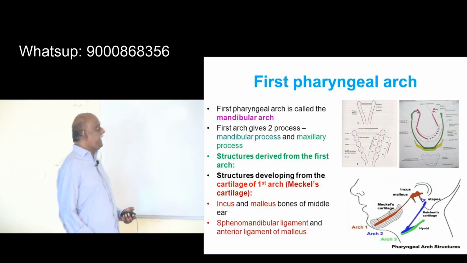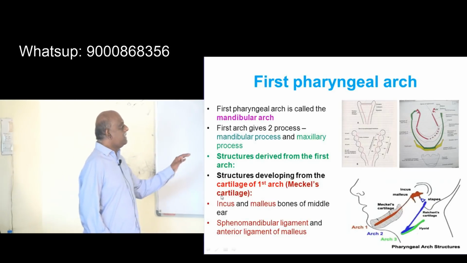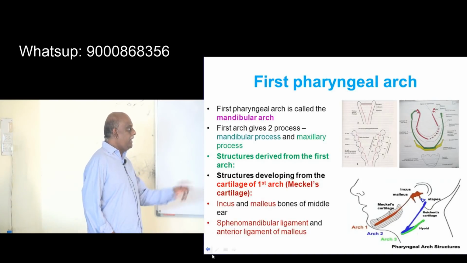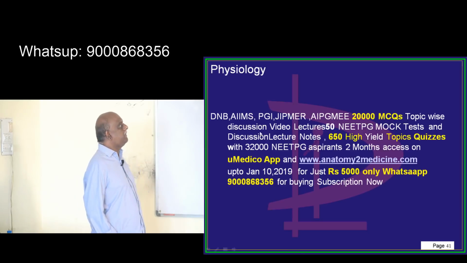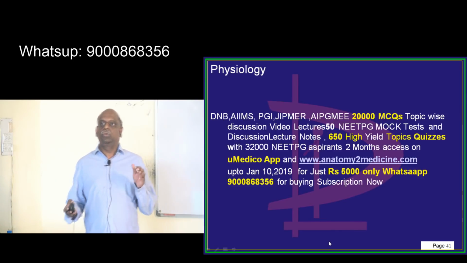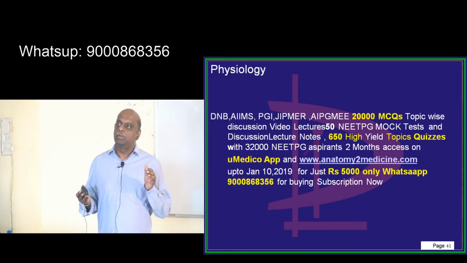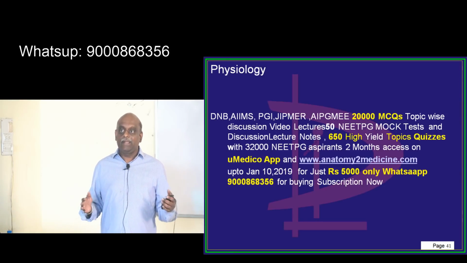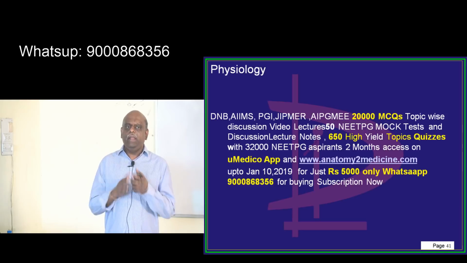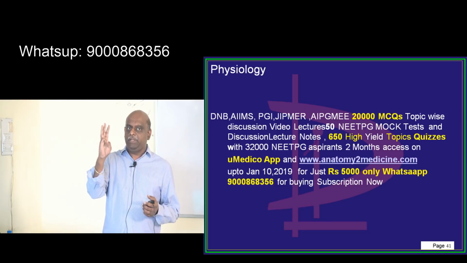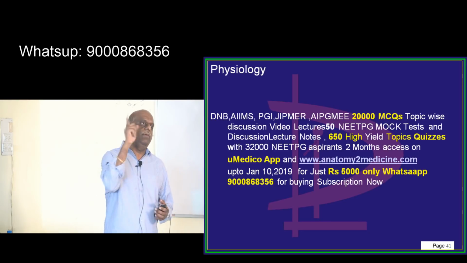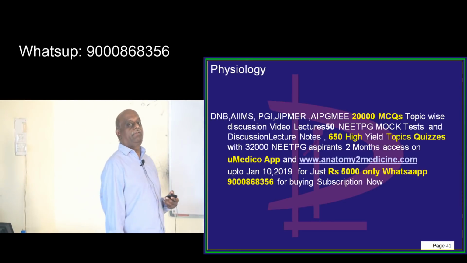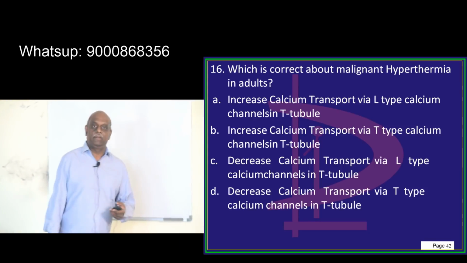What does the first pharyngeal arch give rise to? Meckel's cartilage, incus and malleus bones of the middle ear, sphenomandibular ligament and anterior ligament of the malleus. The whole idea of the story is, let us go back in embryology, very high yield. Out of 300 questions in NEET PG 2019, invariably one question comes from the pharyngeal arches, which you have to be good with. If it doesn't come, it is my responsibility.